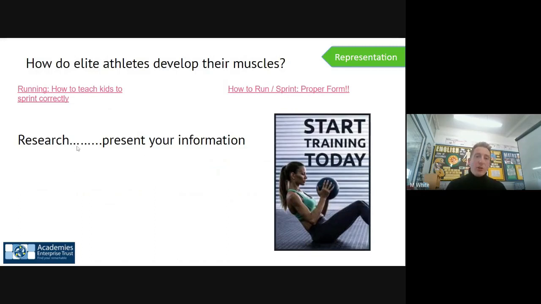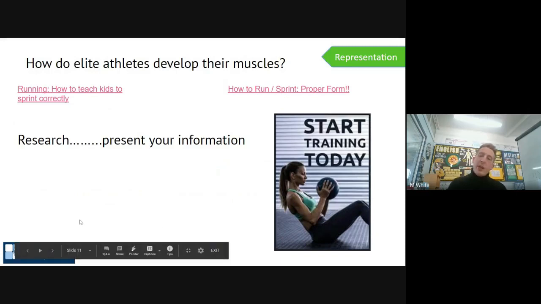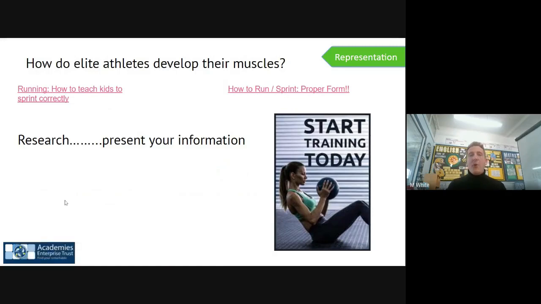Okay, so just producing a short piece of information just about how elite athletes develop their muscles. So how do they make themselves into better athletes? Or for example, how does Usain Bolt make himself quicker than the other Olympic sprinters?